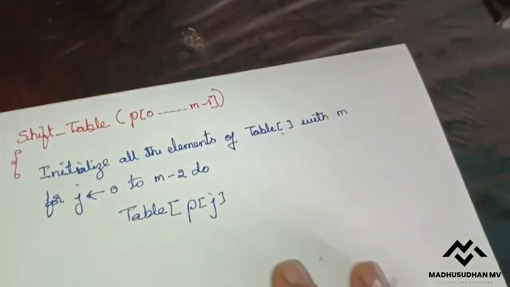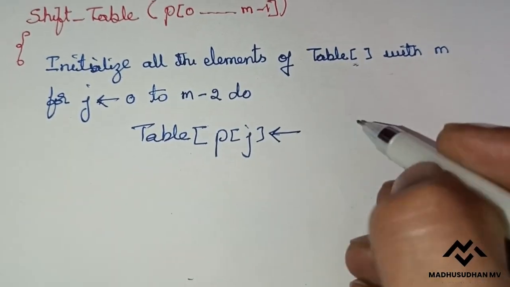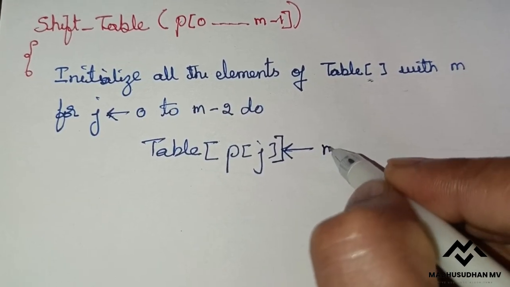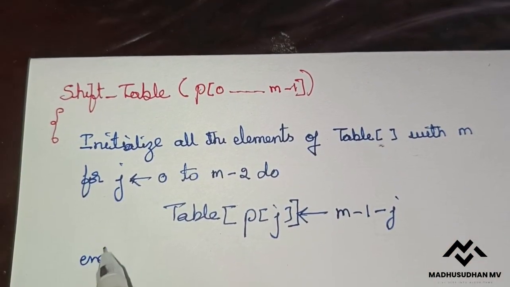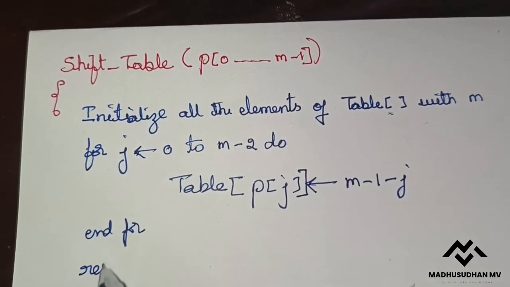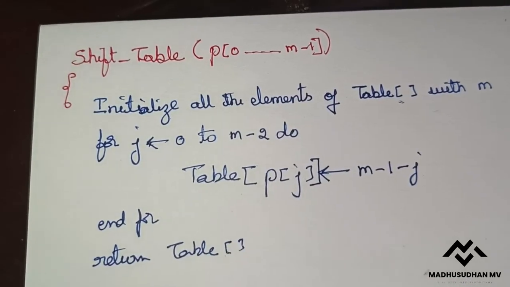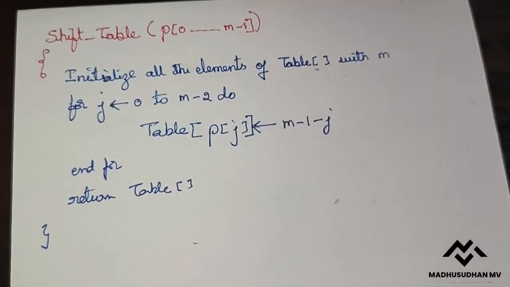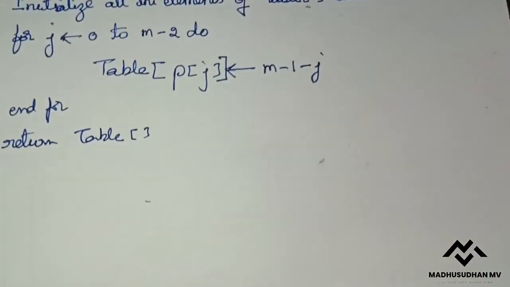So what I have to do, this table of P of J, I need to update with what? So table of pattern of that particular character, distance is M minus 1 minus J. That's it. Now that is the end for the loop, and then finally I need to return what? The table. This is my output table. So this is the algorithm just to generate the shift table. That is our first step. This is the shift table we generated, and to generate this shift table I have done this algorithm.